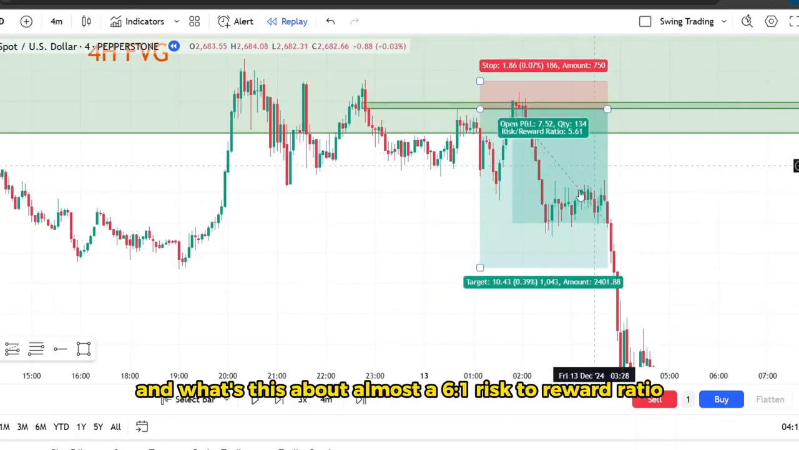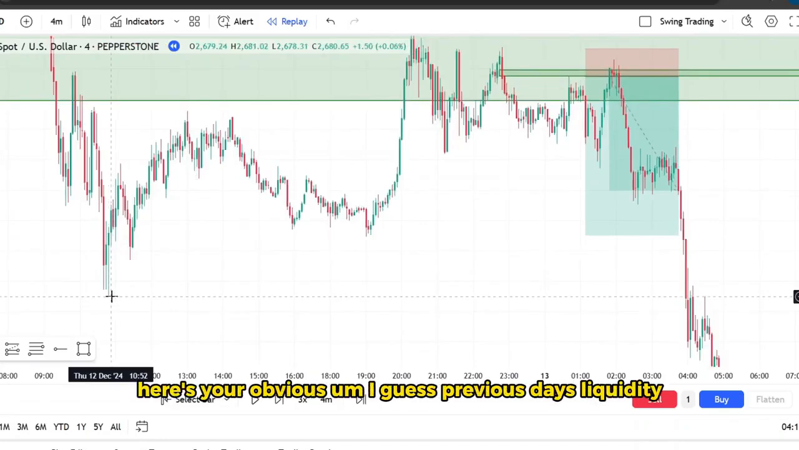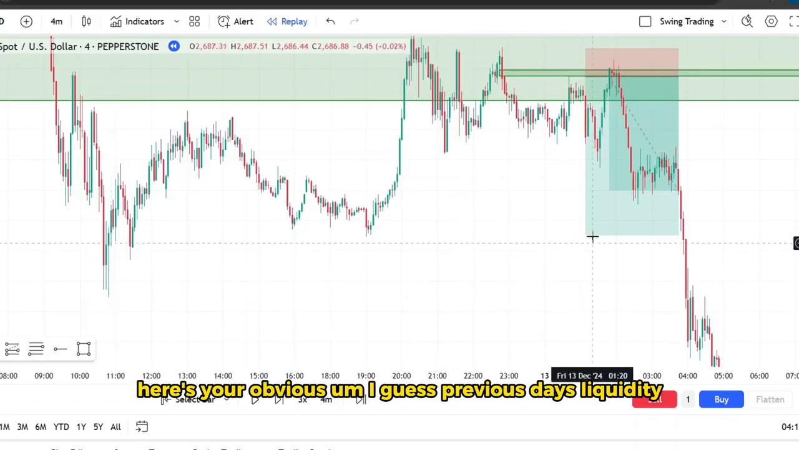What's this about? Almost a 6 risk to reward ratio. If you just, here we go. So if you just zoom out here, here's your obvious, I guess, previous day's liquidity, if you wanted to target that.